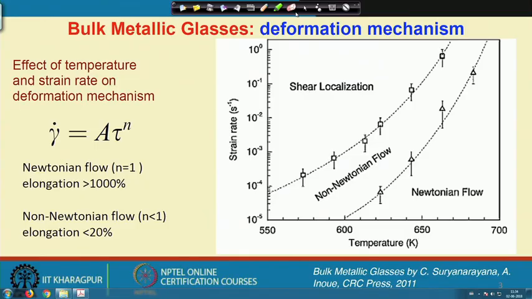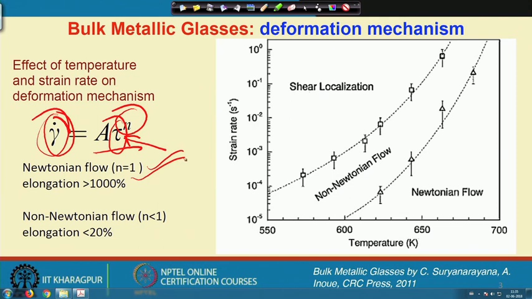So, in that particular aspect, we know that a strain rate equals A into tau to the power n. So, here tau is the shear stress, and n is an exponent. If this value n is equal to 1, then the strain rate inside the material is proportional to the shear stress, and we can reach a very high elongation level. And if n is not equal to 1, then we get basically a non-Newtonian type of flow behavior.